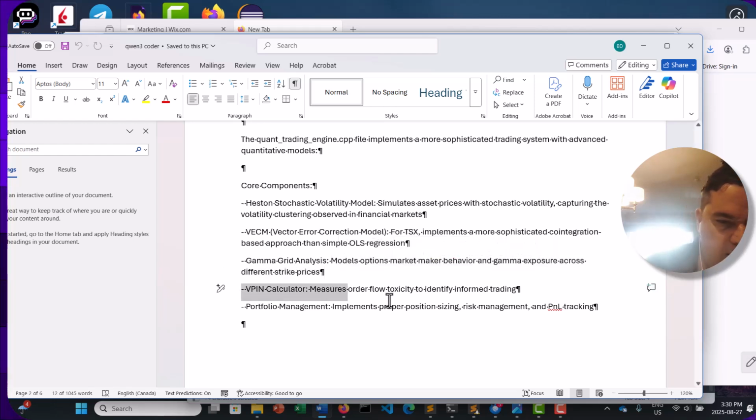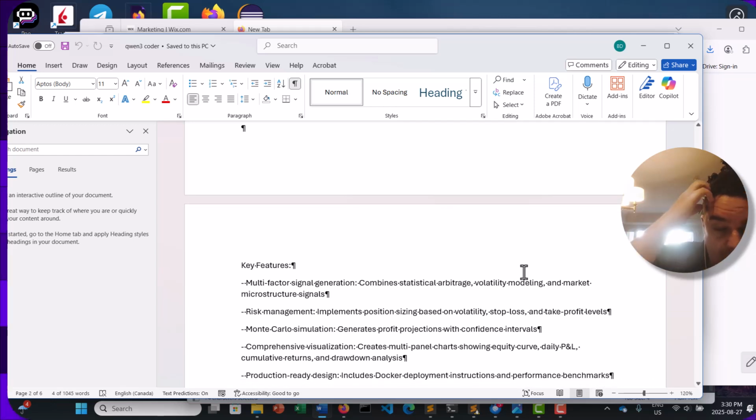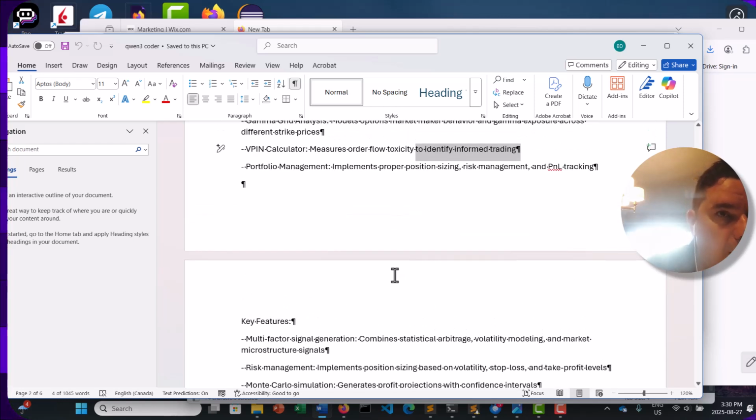So we also include the VPIN calculator to measure the order flow toxicity. Again, that's option chain data that reveals it, to identify informed trading. Very important right there, because that's what we're looking for to protect yourself. Portfolio management. Implement proper trading, position sizing, risk management, and P&L tracking. And again, you can build out front ends to this, be it in JavaScript using LightningChart, or you could do it in Streamlit Python. The world is, as I like to say, your oyster here.